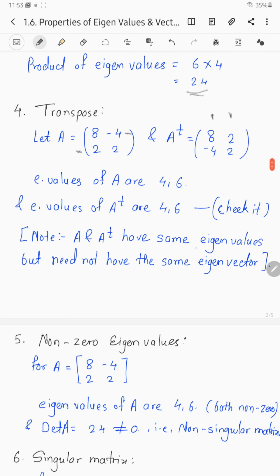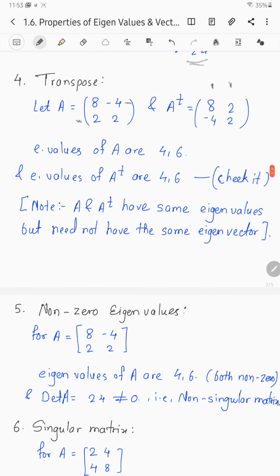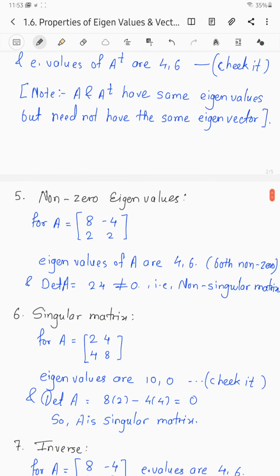Note: A and A transpose have the same eigenvalues but do not have the same eigenvectors. If eigenvalues are the same, it does not mean the matrices have the same eigenvectors. We will see this problem in our next topic.